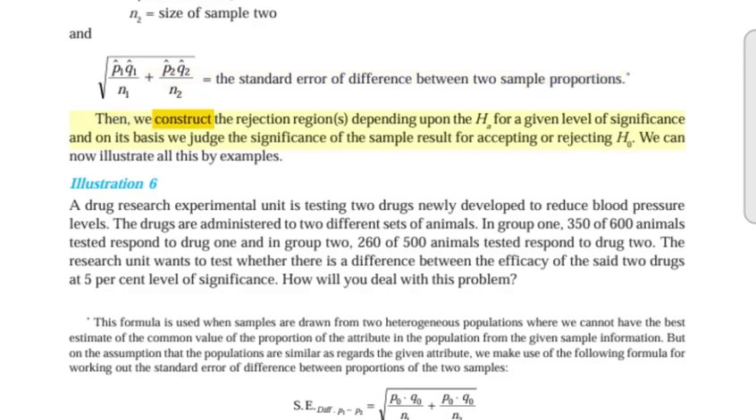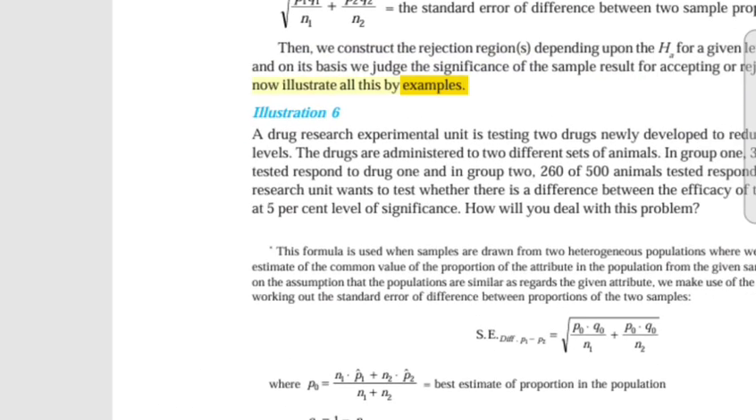Then, we construct the rejection regions depending upon the Ha for a given level of significance and on its basis we judge the significance of the sample result for accepting or rejecting H0. We can now illustrate all this by examples.